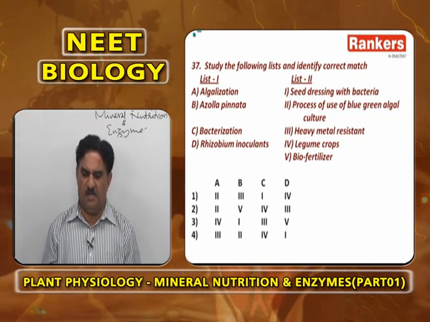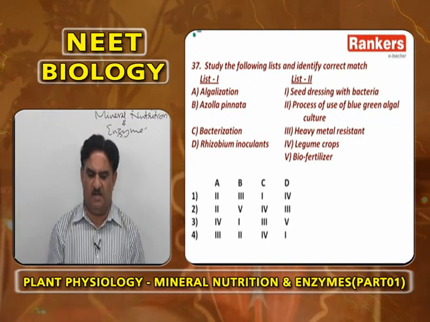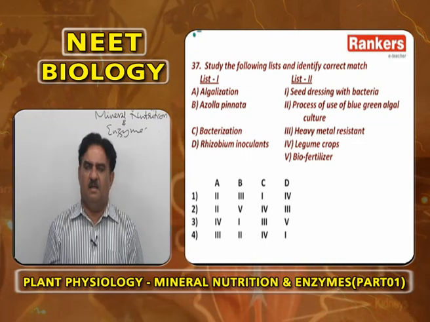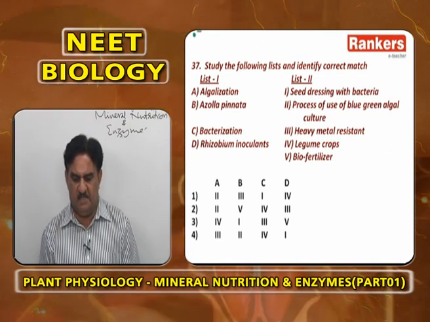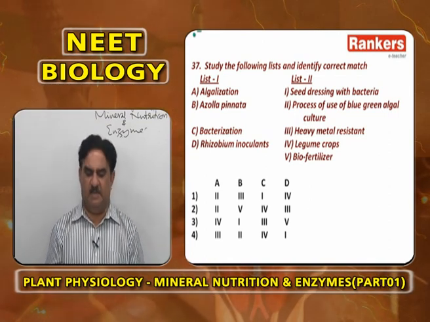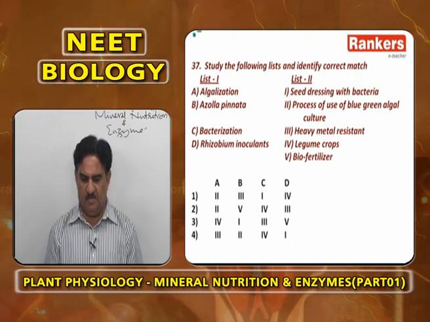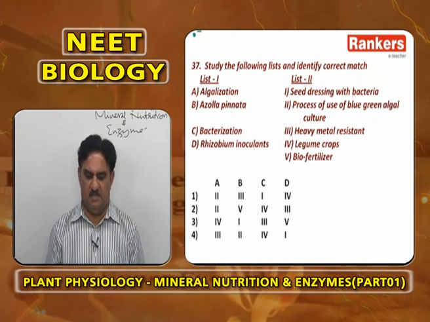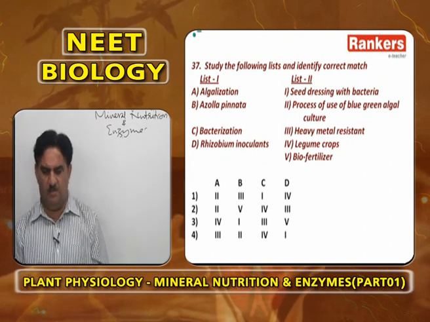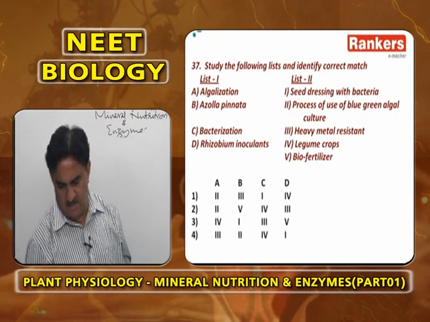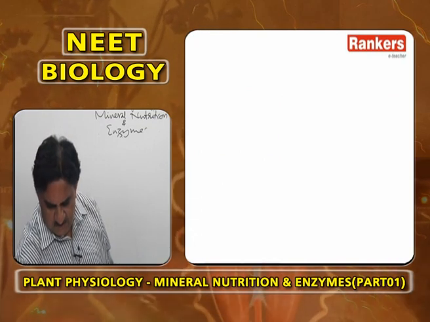So, A2 alkalization, process of use of blue-green algal culture. B3 Azolla pinnata is heavy metal resistant. Bacterization 1, seed dressing with bacteria, and rhizobium inoculants. Rhizobium inoculants are normally applied to legume crops to increase root nodule production. So, first option.